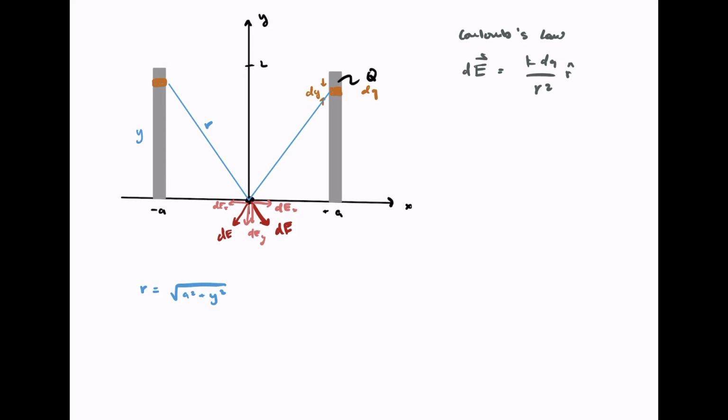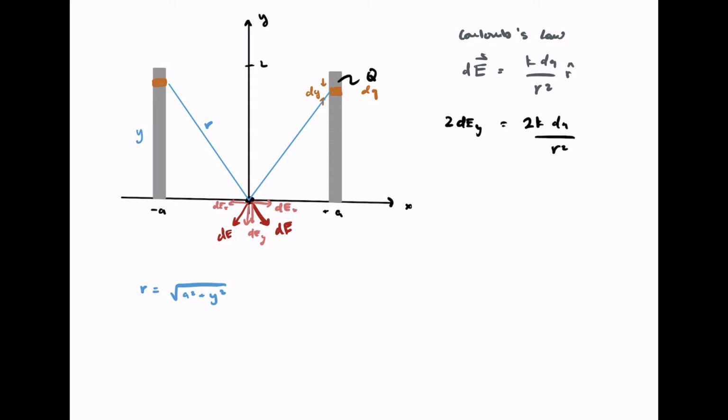Which one sounds like a better idea? 1 and double it. And let's not do the one with the negative, that's confusing. Let's do the one that's all positive. So what we want is dE_y. We actually want 2 dE_y, which should be equal to 2k dq over r squared.